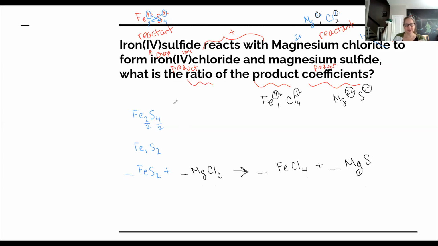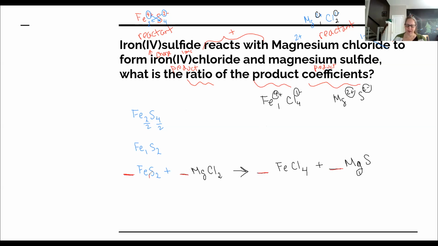So we now have the sentence figured out. So at this point, you cannot change the words. FeS2 has to stay FeS2. Same with the other compounds. We have to change what? Our coefficients, so that we have a balanced chemical reaction.